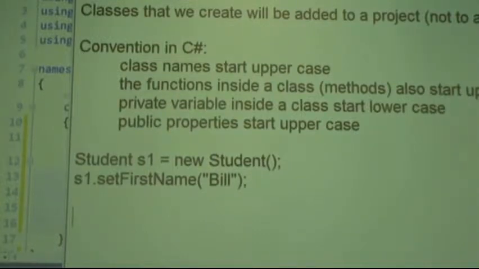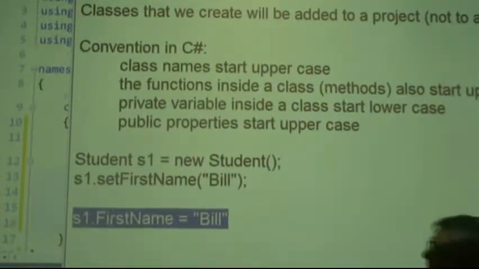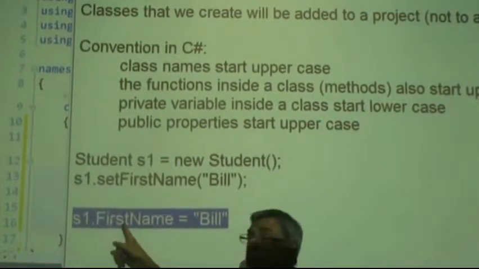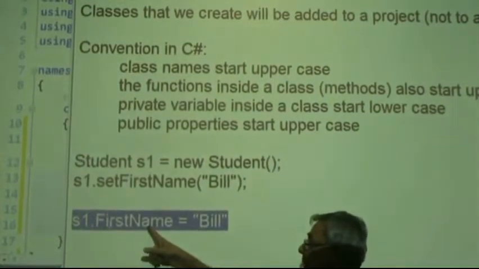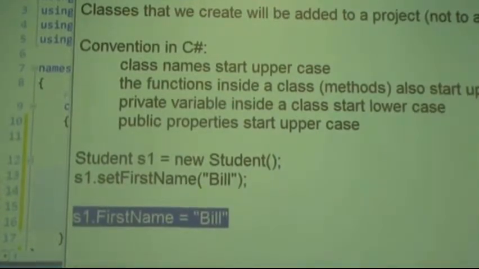But once we put that property, then somebody can say S1 dot first name equal to Bill. So from a readability point of view, this is a little neater. So it basically says we are modifying the first name. But as I mentioned, as soon as this capital F appears, it will redirect either to a get or a set internally. So in this case, which one will it redirect to? The set part. Okay.